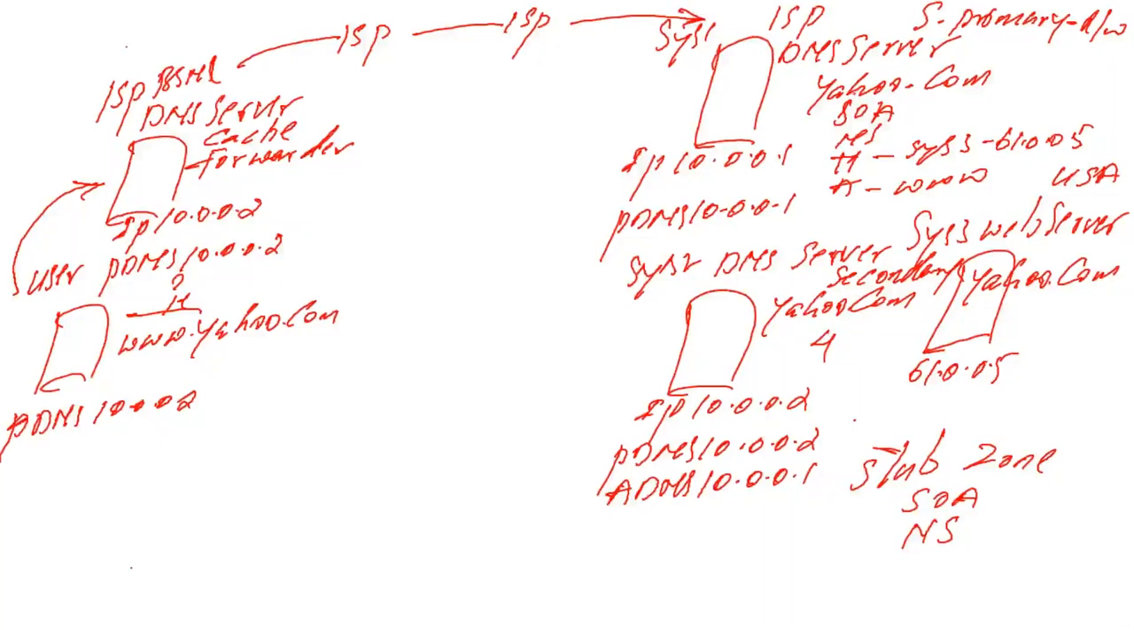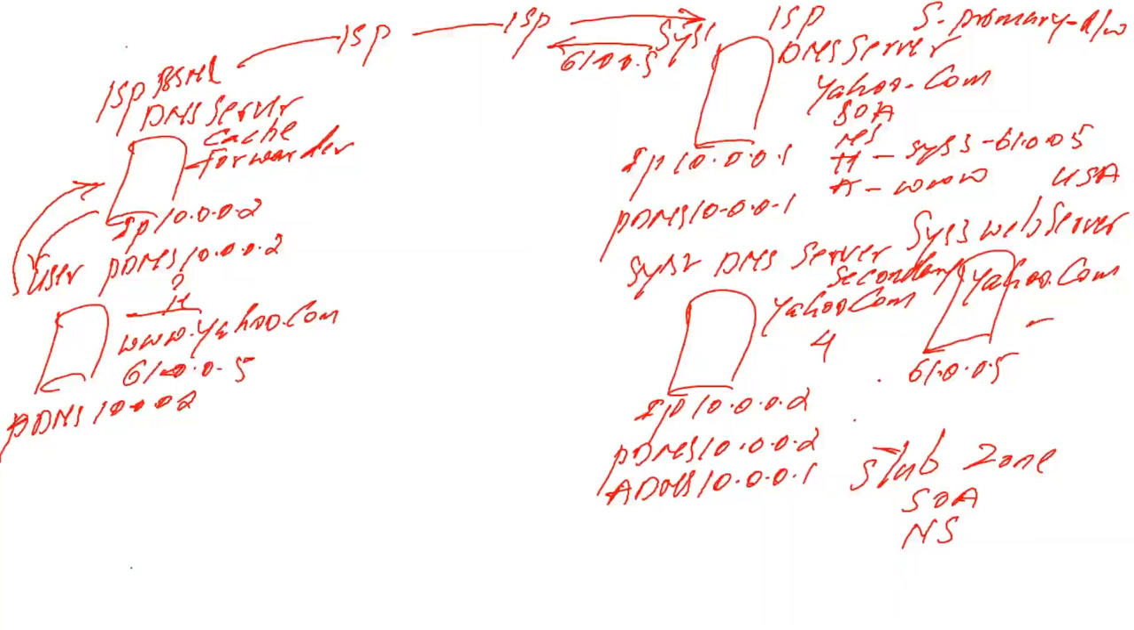So this ISP DNS server will give the answer. This ISP DNS server will reply to this ISP, giving the IP of the Yahoo web server, that is 61.0.5. From this ISP to this ISP, this ISP to this ISP, to my local ISP, and my local ISP to my client. So my DNS server has resolved the name to IP by using the forwarder, and after getting the IP address, as a user, I will reach the Yahoo.com web server to access the website, right?